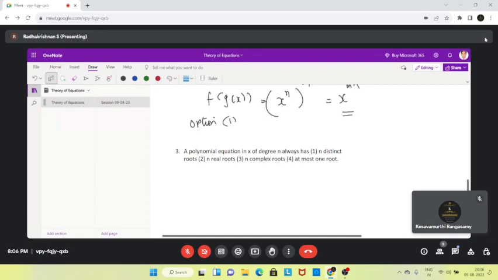So n complex roots is the right answer, because the set of complex numbers includes real numbers and imaginary numbers also. If you simply take a real number, that also comes under the set of complex numbers. So that is the catch here. Any real or complex numbers, all of them put together, you can call a complex number. That means the set of real numbers is a subset of the set of complex numbers. So now we can say that there will be n complex roots.